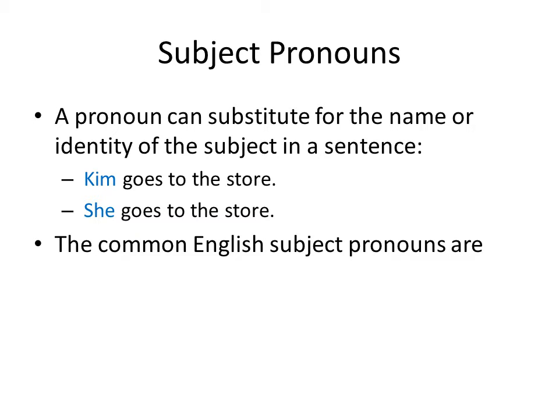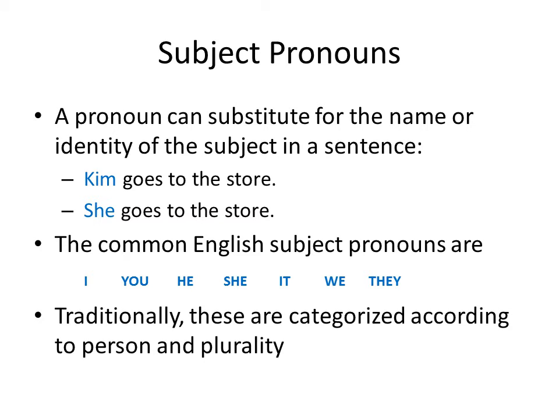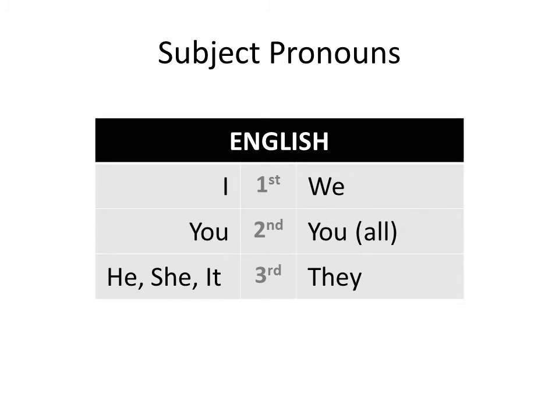The common English subject pronouns are I, you, he, she, it, we, they. Make sure that when you say he, she, it, that you enunciate carefully to avoid running all those together. Traditionally, we group these subject pronouns according to person and plurality. What do I mean by person? Well, that'd be first, second, third person, and plurality should be kind of obvious. So here you see the first person are I and we, the second person are you and you all. Use you guys if you're from New York, or y'all if you're from the South. Also, he, she, it is the third person, as well as they. You see the singular on the left and the plural forms on the right.